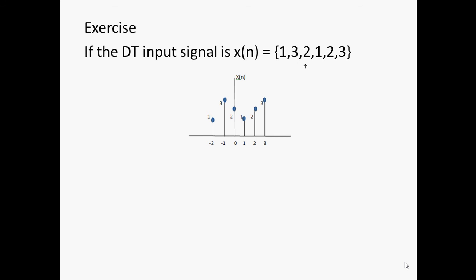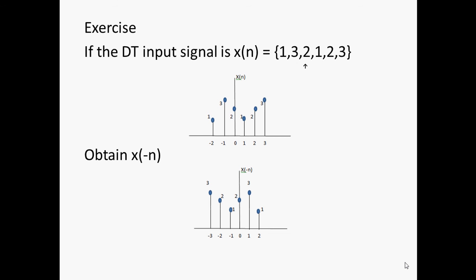So you can do a problem here. If the input signal x of n is 1, 3, 2, 1, 2, 3. So first step is to get the graphical representation, and then the next step is to obtain your x of minus n. So in your x of n, the time ranges from minus 2 to 3. So in your x of n, you have to fold your signals about the origin. So the 0 to 3 becomes minus 3 to 0, and minus 2 to 0 becomes 0 to 2. So totally the time period will be from minus 3 to plus 2.